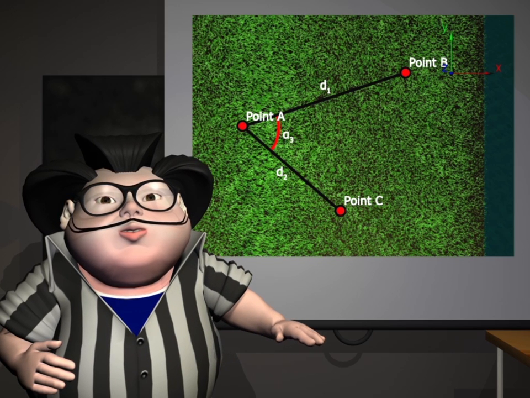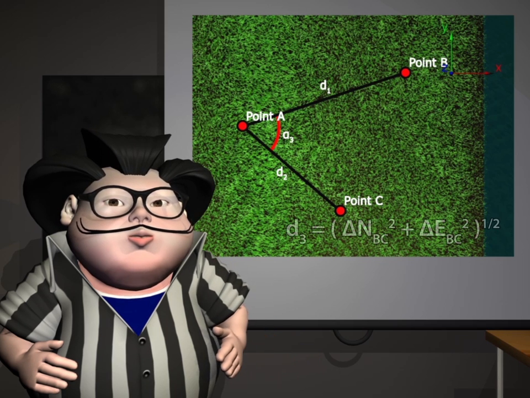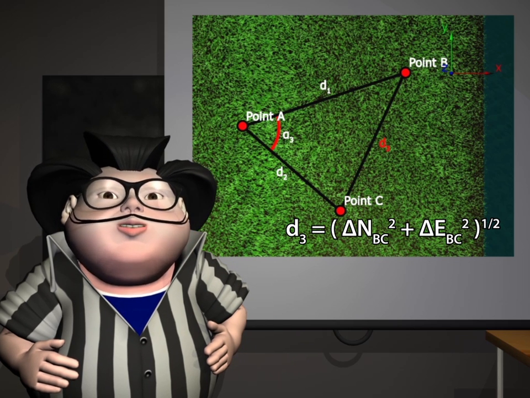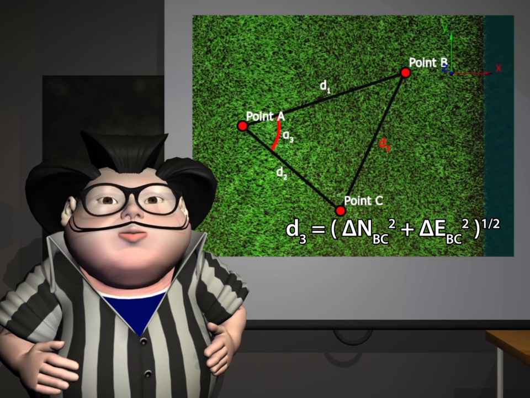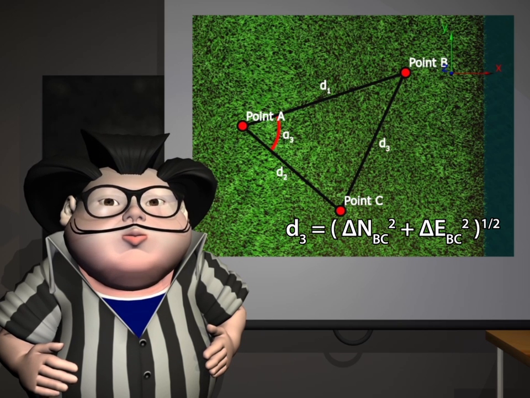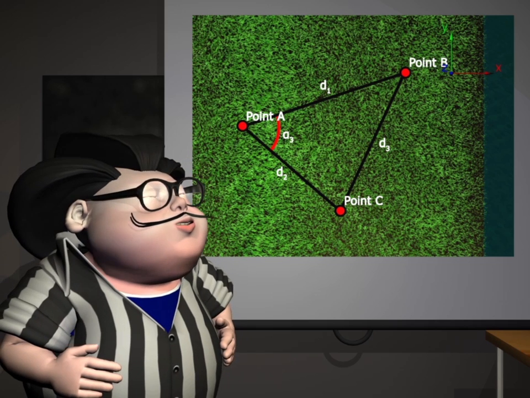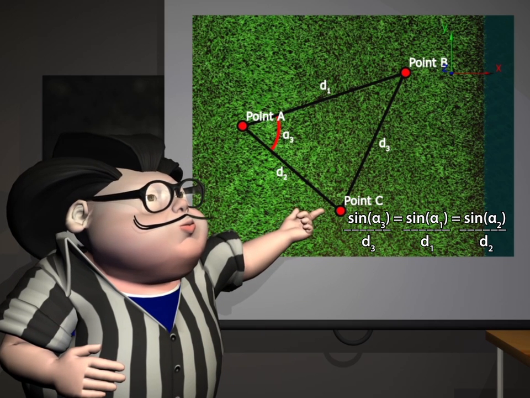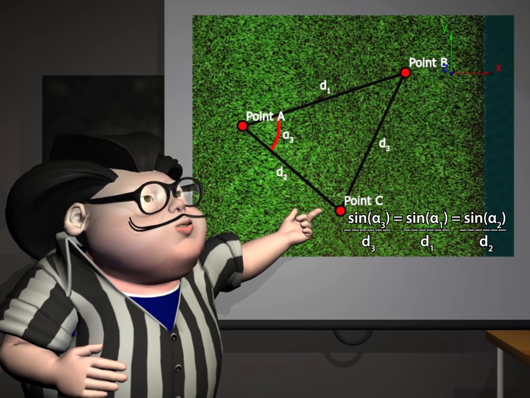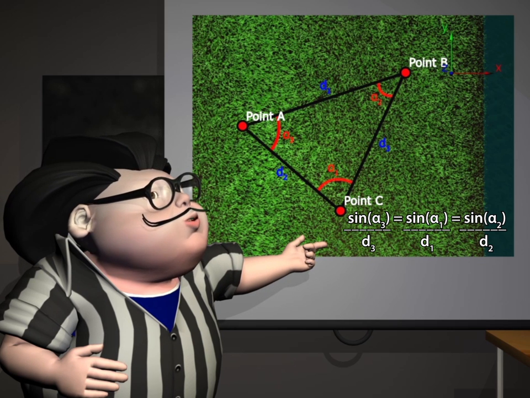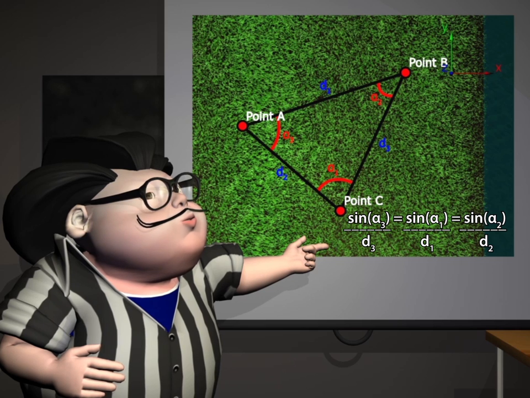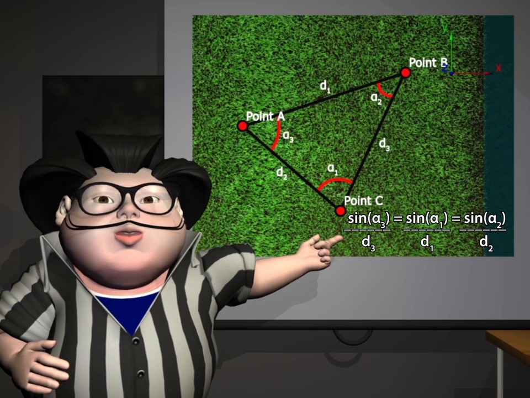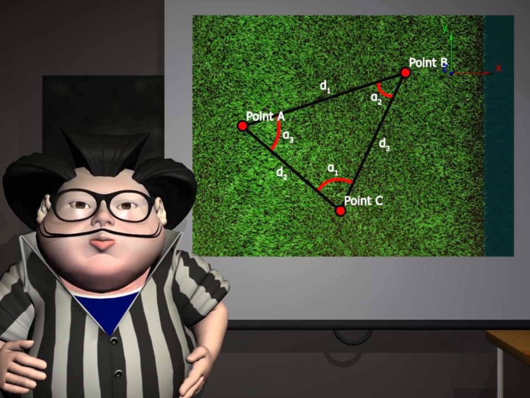Using the horizontal distance formula, D3 is equal to the square root of delta N BC squared plus delta E BC squared. Using the law of sines, the sine of alpha 3 divided by D3 is equal to the sine of alpha 1 divided by D1, which is equal to the sine of alpha 2 divided by D2.